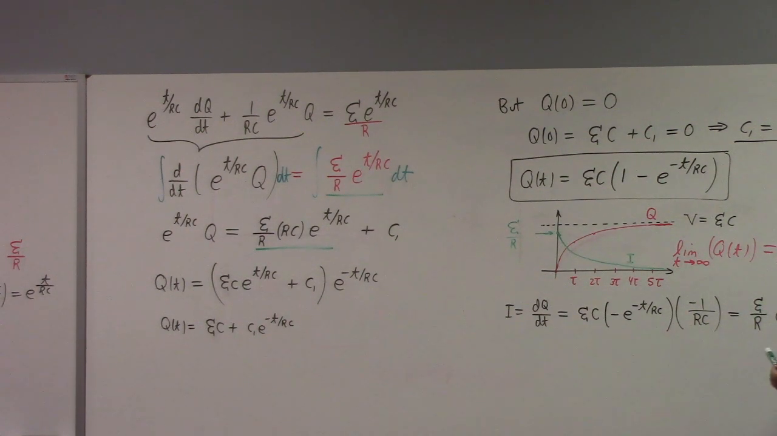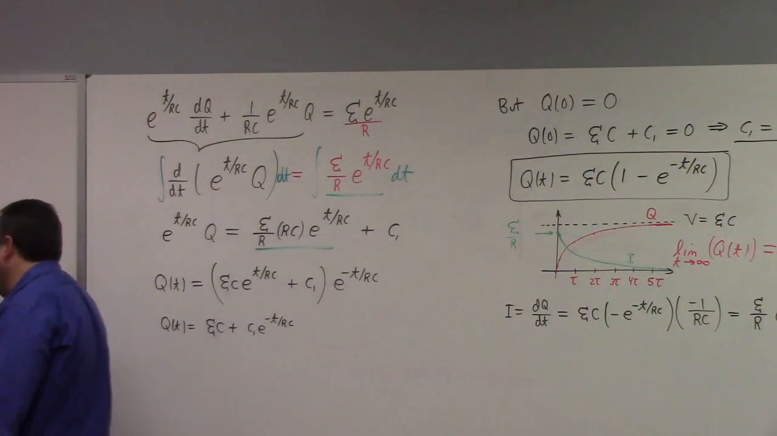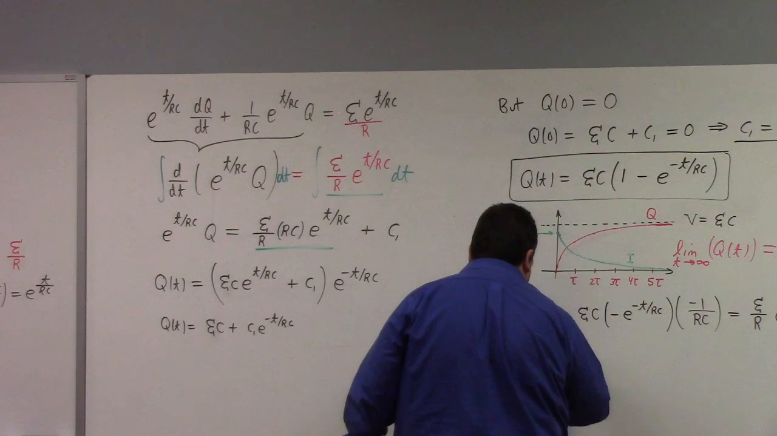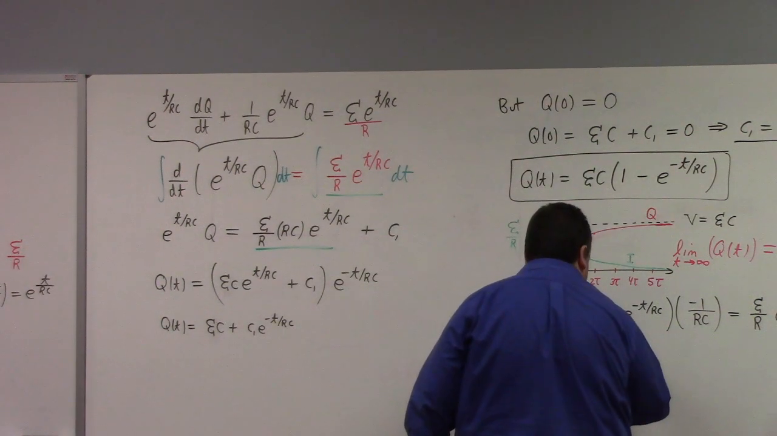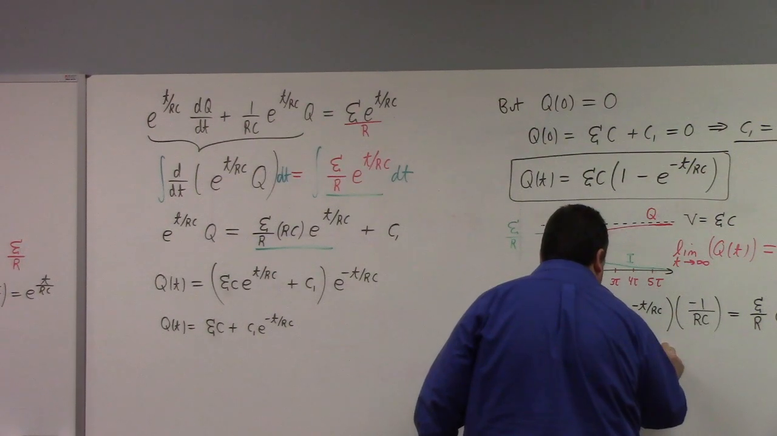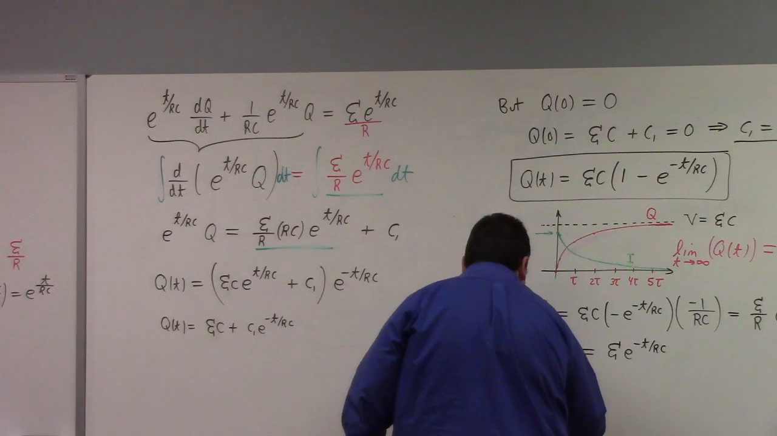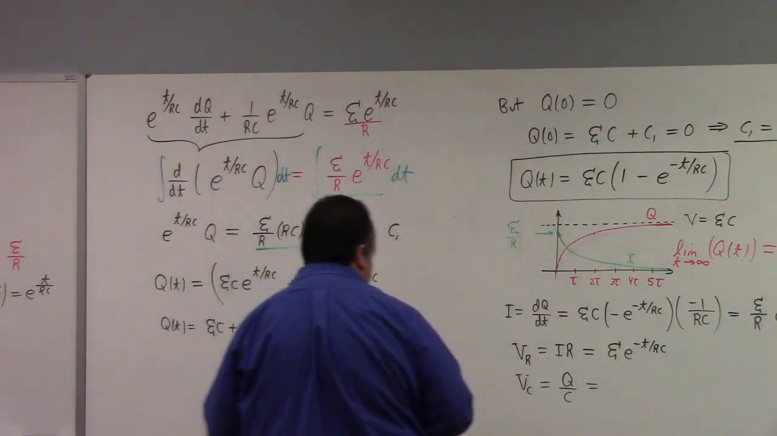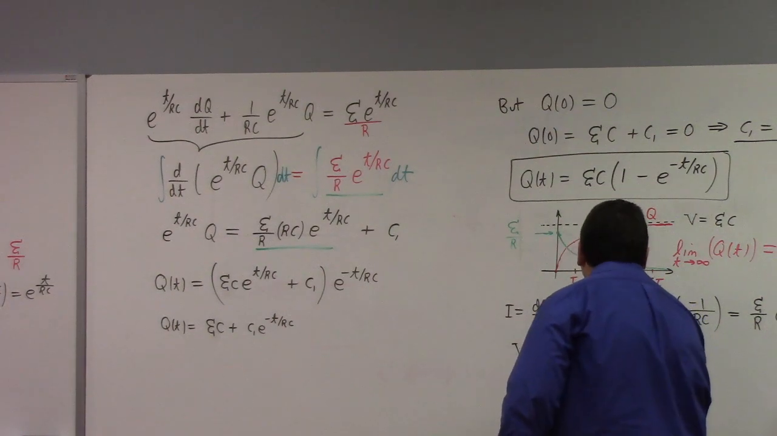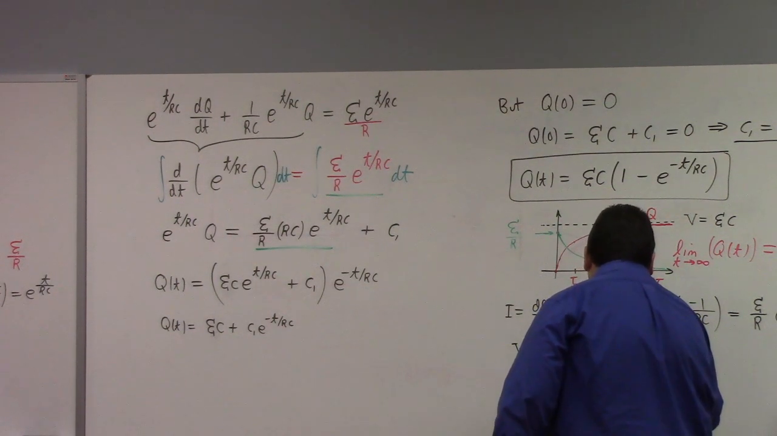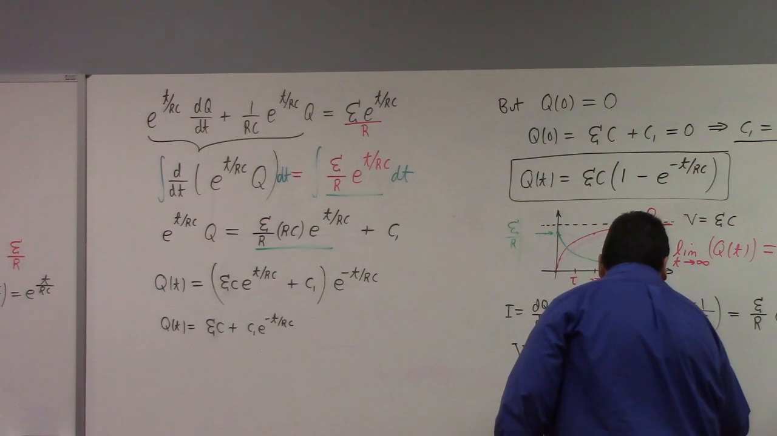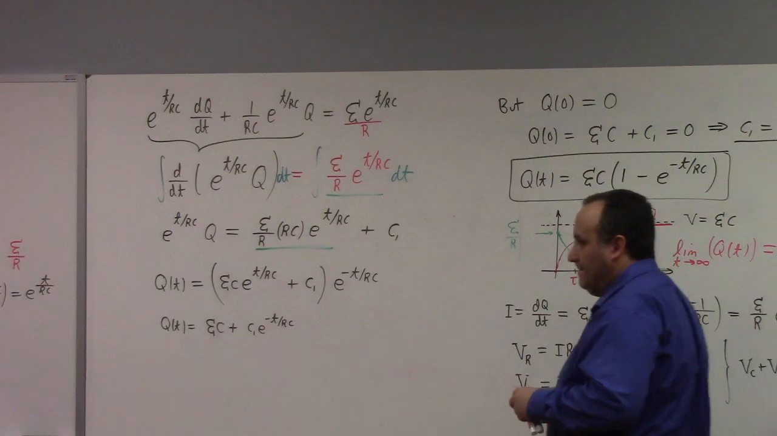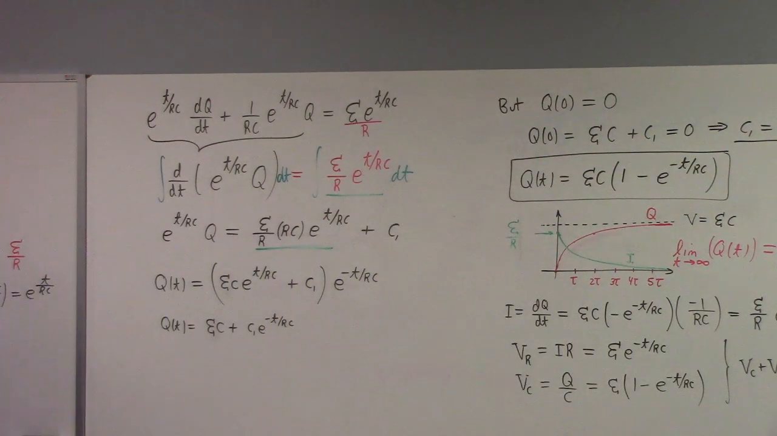What's the voltage on the capacitor? What's the voltage on the resistor? So notice that the voltage on the resistor is just equal to IR, right? Which is simply E e to the minus t over RC, right? In contrast, the voltage on the capacitor is Q over C, right? Did I do that right? Yeah, Q over C, which in this case is E times 1 minus e to the minus t over RC. What happens when you add these two together? What's VC plus VR equal to? Just E. Does that make sense?